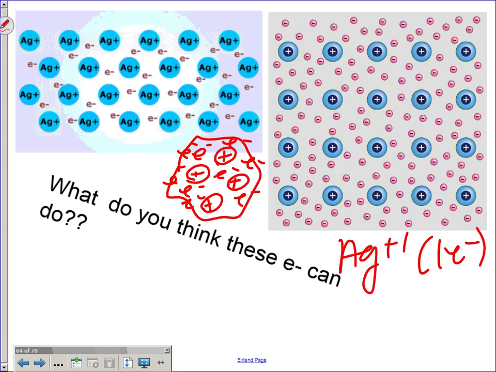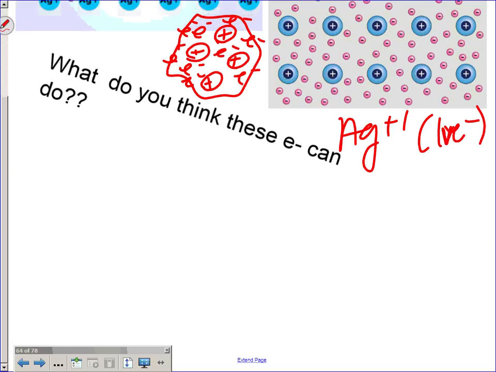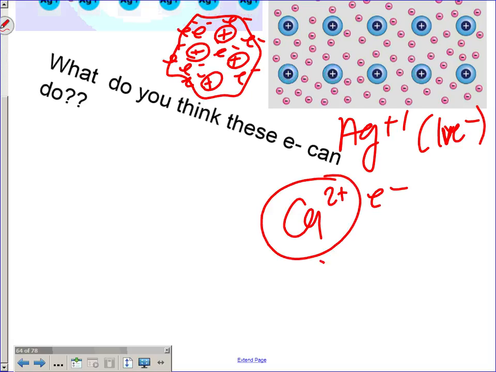But if I put calcium in here, what charge? Look at calcium in the periodic table. You have a blue one in front of you as well. How many valence electrons does it have? 2. So what charge would it form? +2, because it will lose those 2 valence electrons. So for every 1 calcium atom floating in our sea, you'll have 2 electrons nearby, whereas for silver, you only had 1 valence electron nearby.